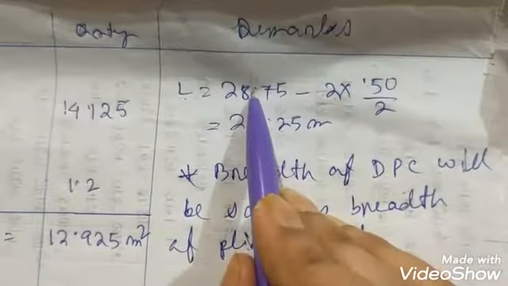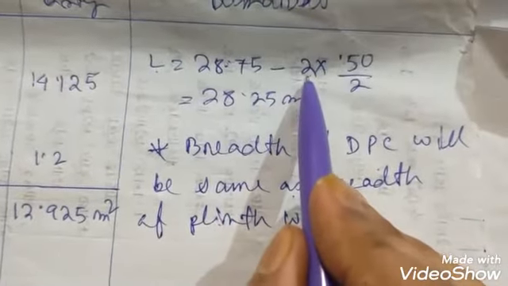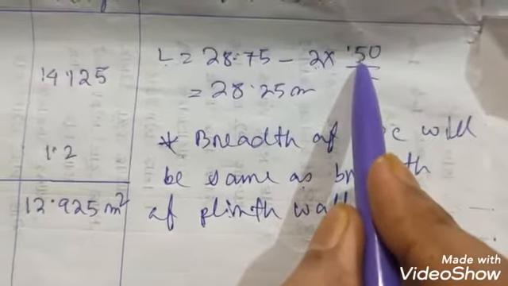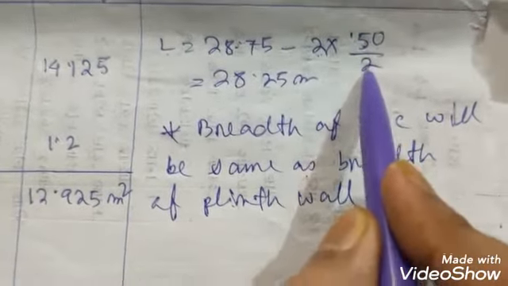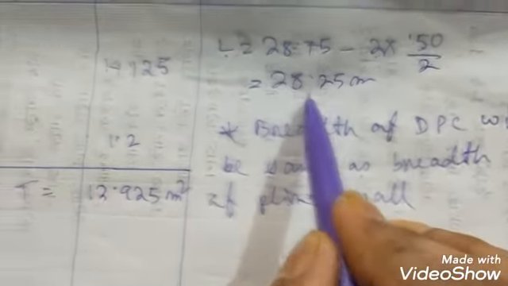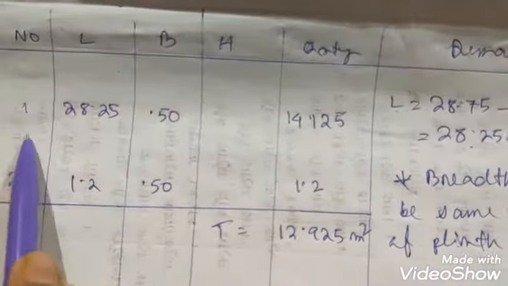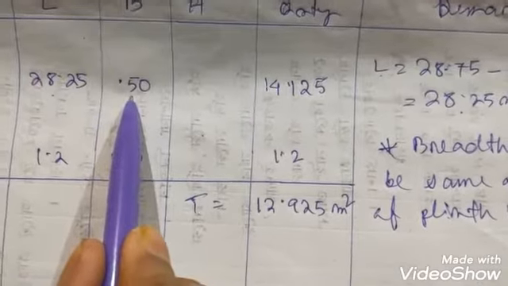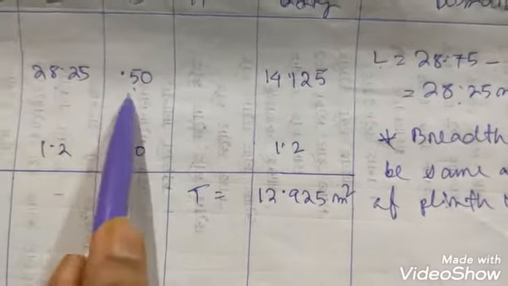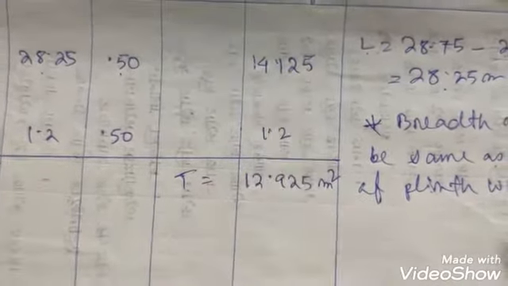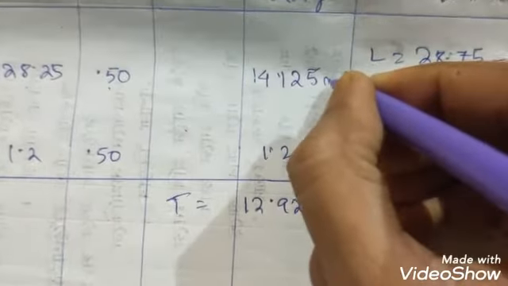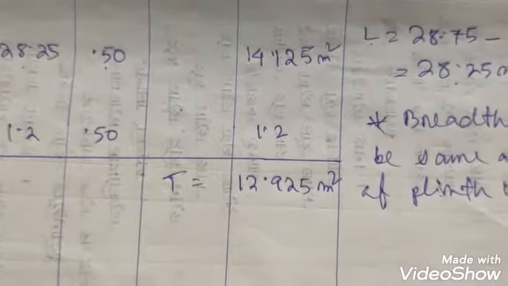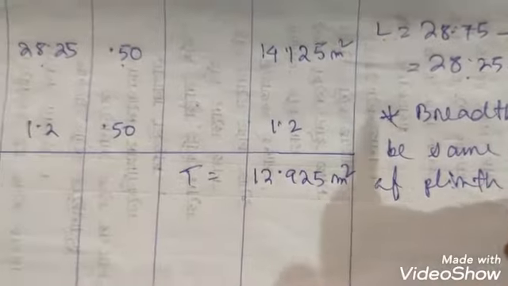So center to center length of the walls of the rooms minus number of junctions for the rooms into breadth of DPC, that is 0.5, divided by 2. The length comes out to be 28.25. So number will be 1. The length is 28.25. Breadth is, I have already mentioned, 0.5. So number into length into breadth, the quantity is 14.125 square meter. Remember that DPC always comes in square meter.